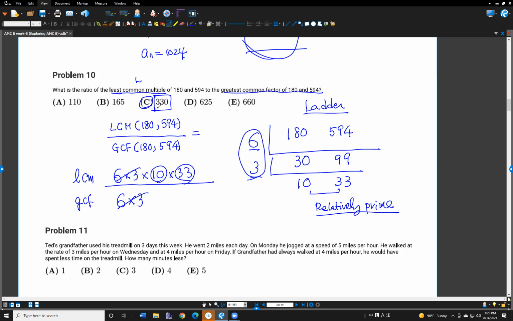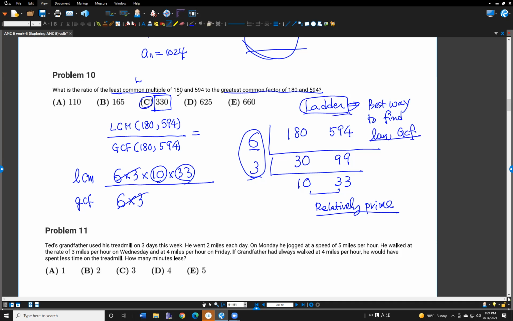Are you guys with me? Yes. That is the best way to find LCM or GCF, okay? Use this one.